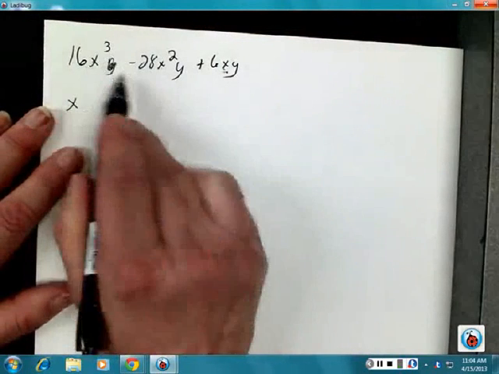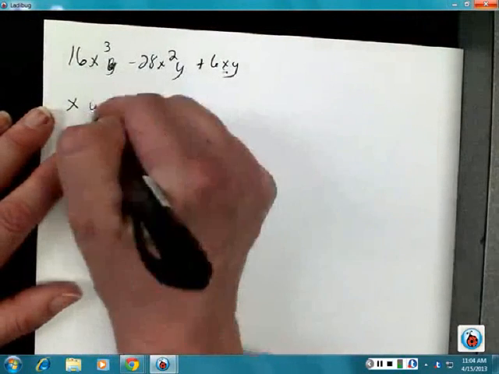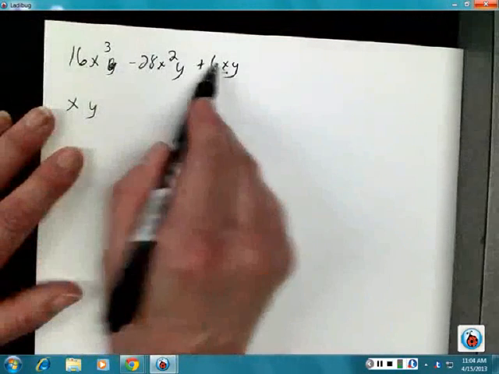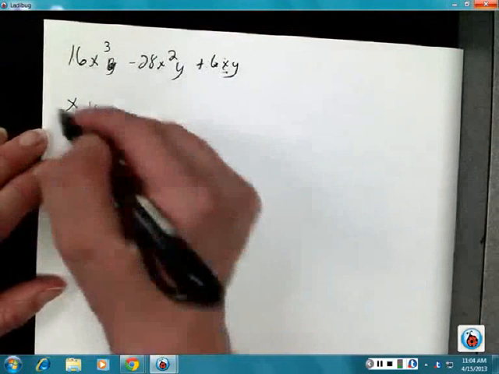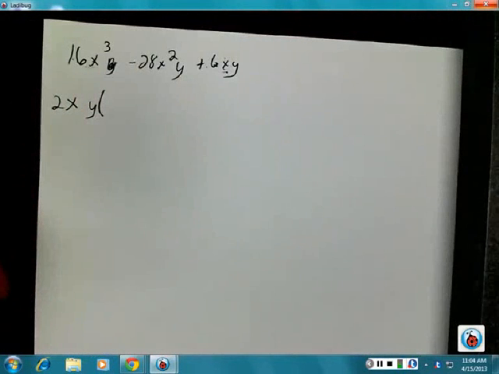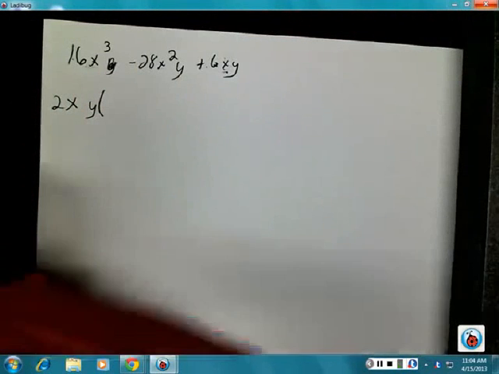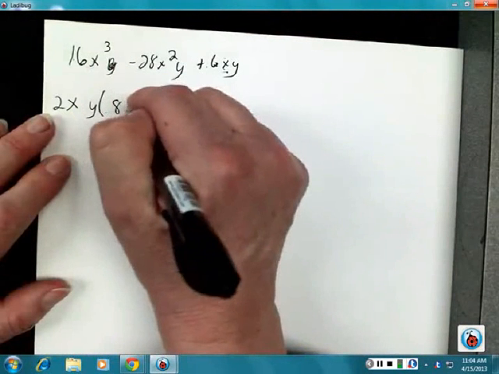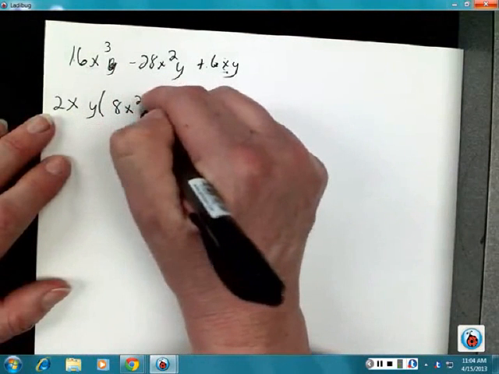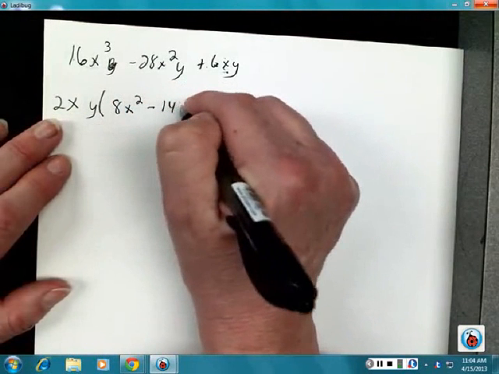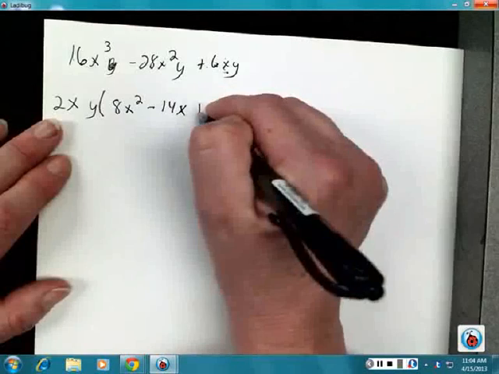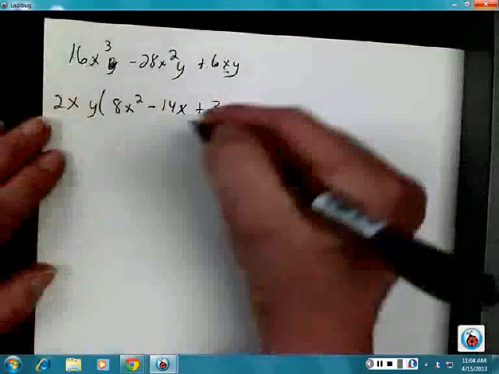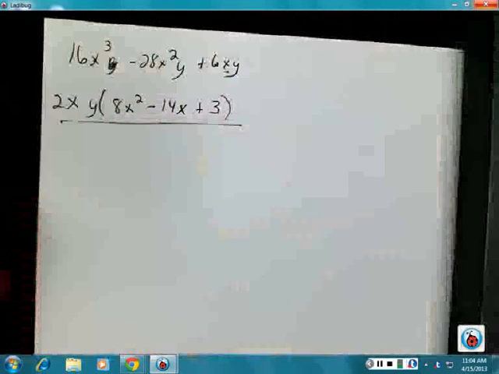I can pull out a y also, and I can pull out a 2. I can't pull out a 4 because 4 won't go into 6. I just missed that. So it's not really a cube. When you pull that out, you're going to be left with 8x squared minus 14x plus 3. And then it's a normal one to factor. It's not fitting into cubes.